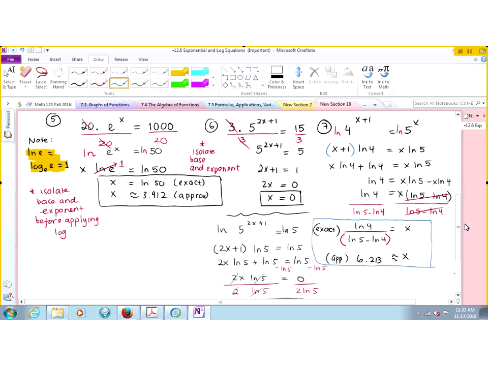Can I continue with the log equations? This is exponential equations. Okay, so let's continue with the log equations. Or just do one more, because we have 7 minutes. Do one more like this? Okay, so let's do one more on exponential. So homework will be up to 12.5.